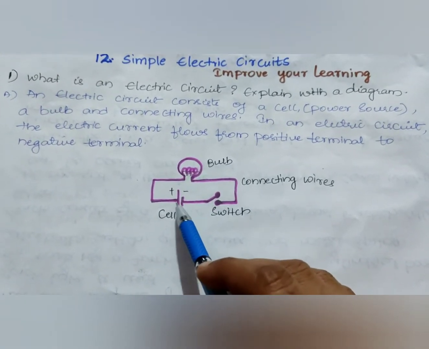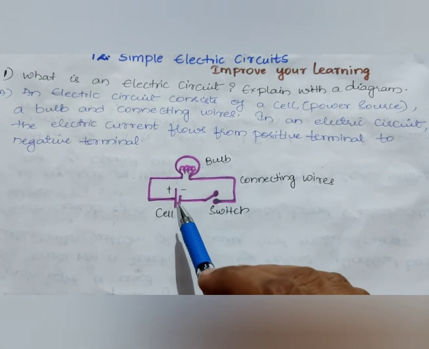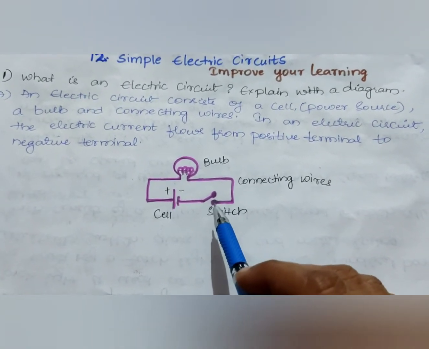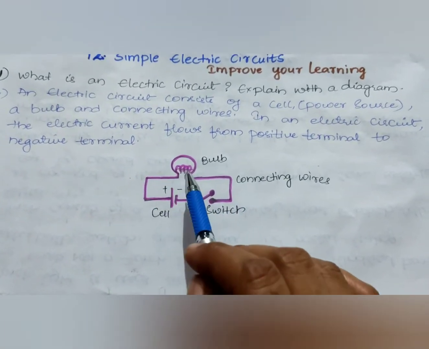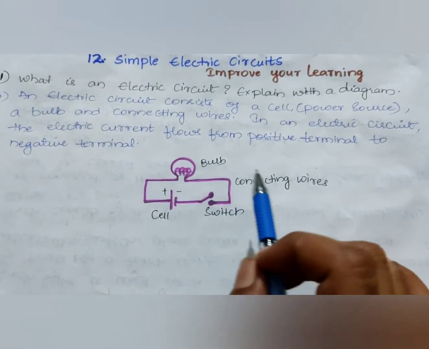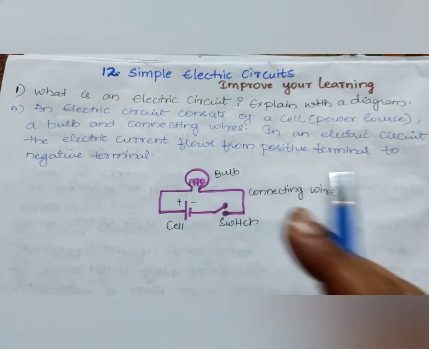Here is a cell, which is a power source, that is, it has chemical energy. Next, here is a switch through which it is connected with the connecting wires to the bulb. So this complete setup is called a circuit, an electric circuit.